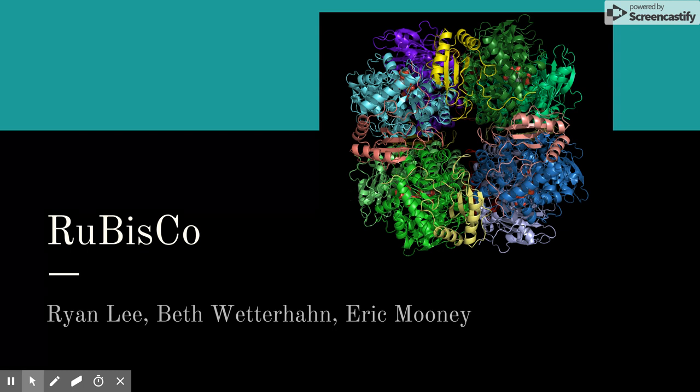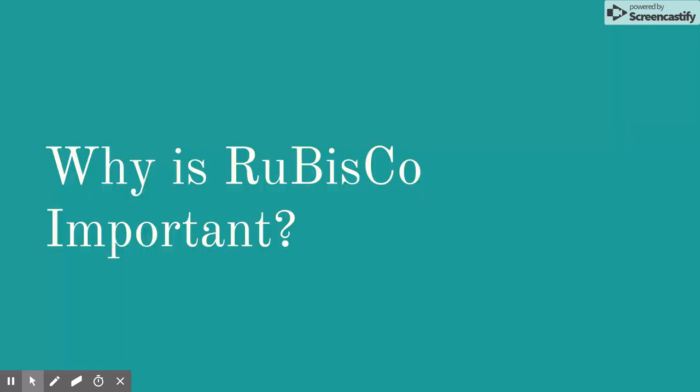RuBisCo. For this capstone presentation, we will be discussing and analyzing the enzyme RuBisCo, which is short for ribulose 1,5-bisphosphate carboxylase oxygenase. But why is RuBisCo important? The answer is simple. Without RuBisCo, we would all be dead.